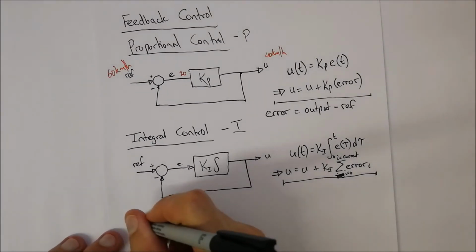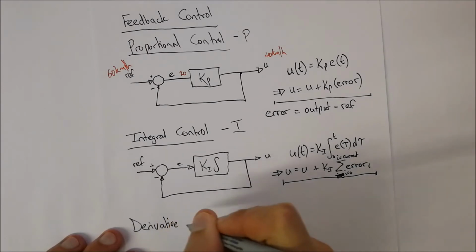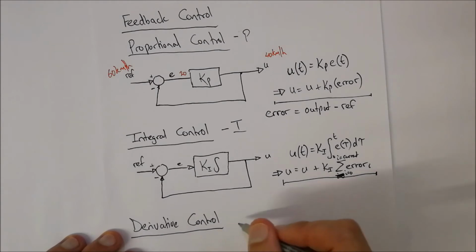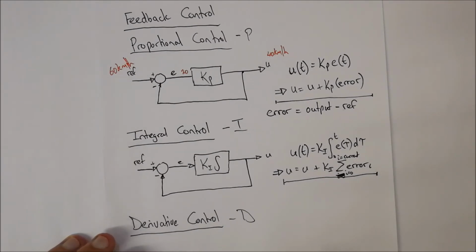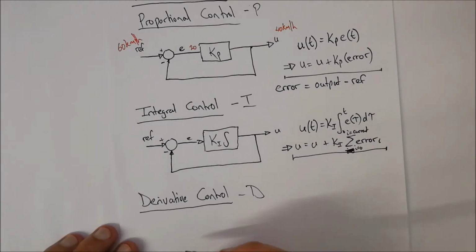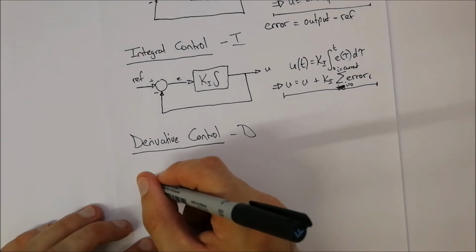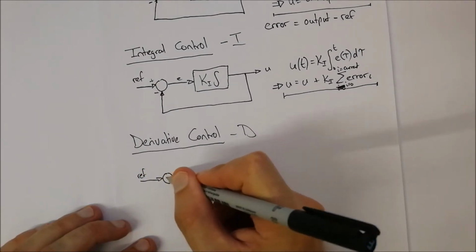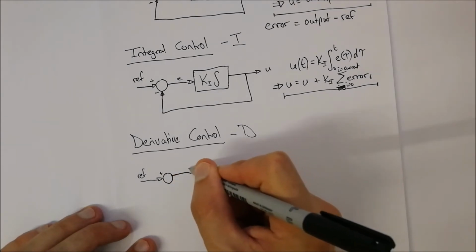Okay, and then finally you get your derivative control. And that's often also known as your D controller. Okay, so the diagram for your derivative control looks like the following. You've got your reference that goes into your adder. Okay, and that obviously will give out your error.